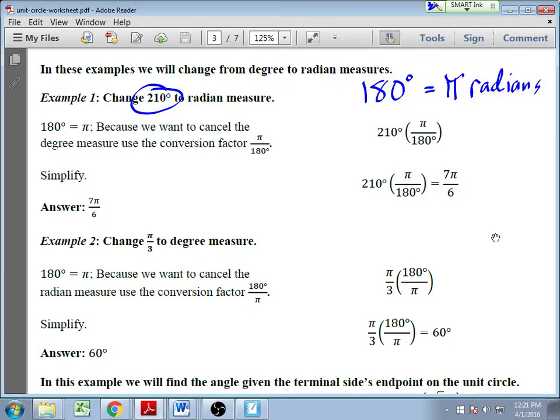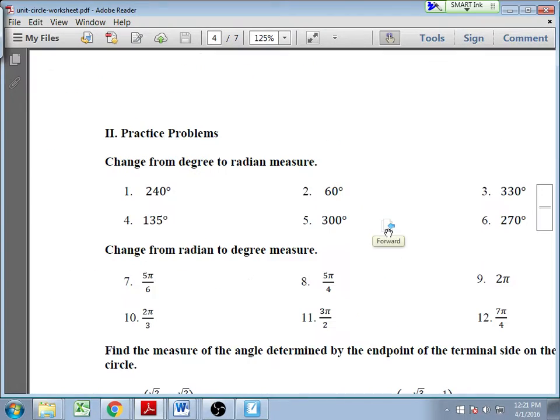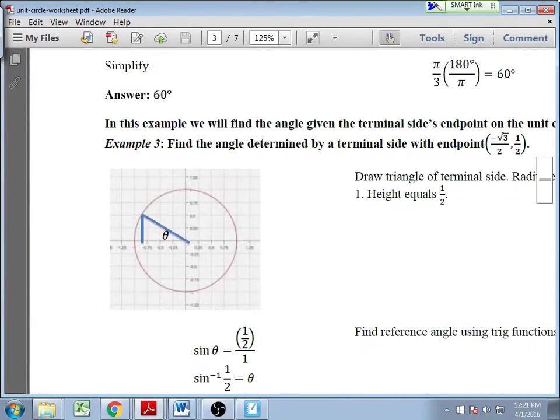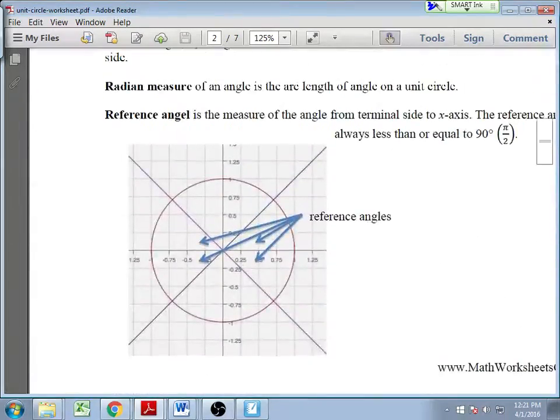So the other way that we can actually do this, we don't have to use the method shown here. We don't necessarily have to use that conversion factor. If we didn't want to, where the heck did it go?